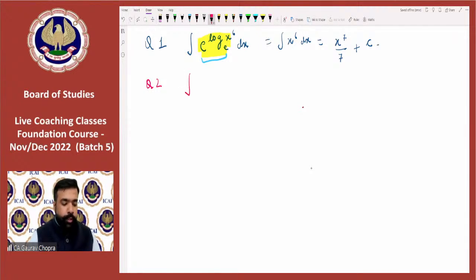Then the next one, the integral of (x square plus 1) divided by x dx. Now we have to solve this. So Bhumika has given the answer for the previous question. Now let us solve this. I'm waiting for a minute to receive your answers.